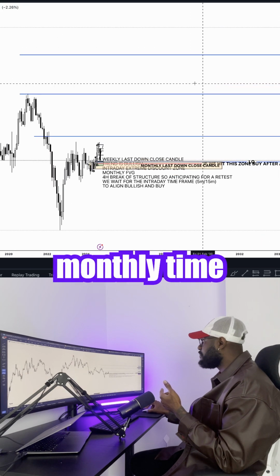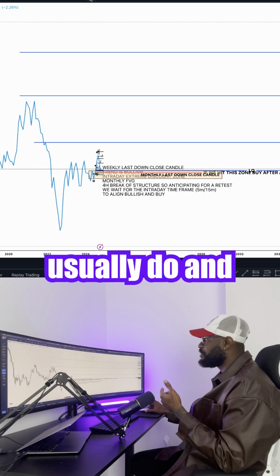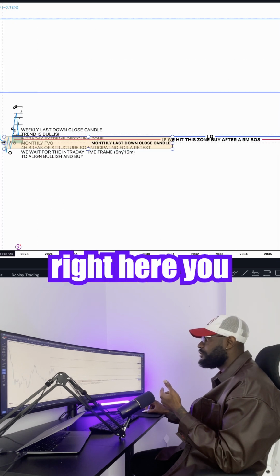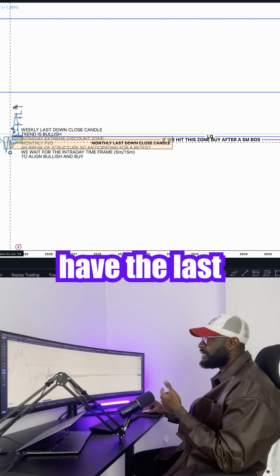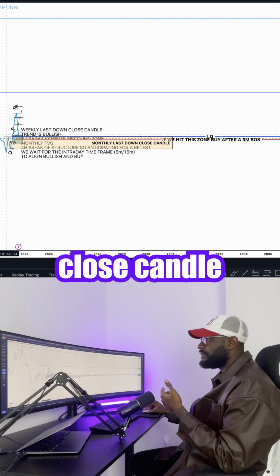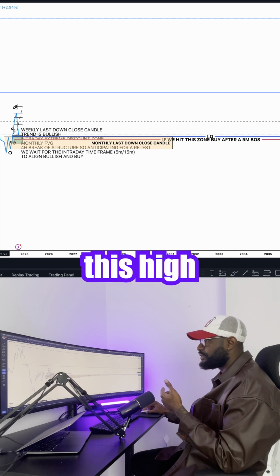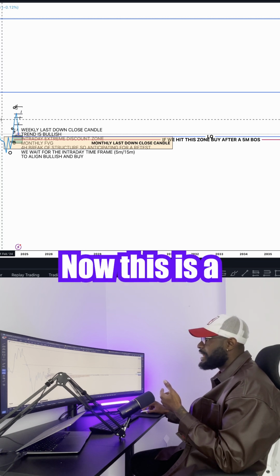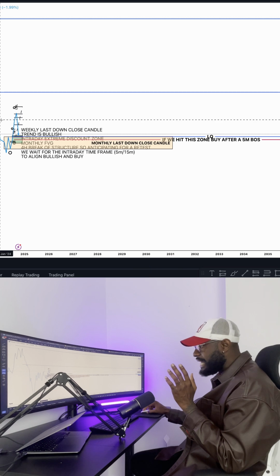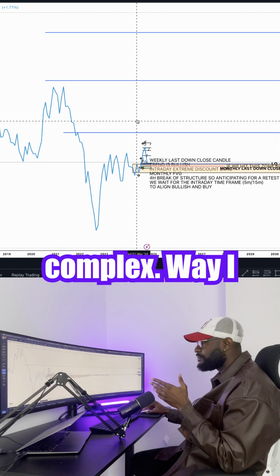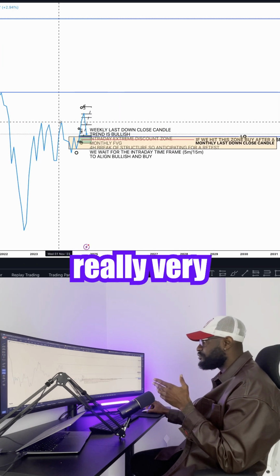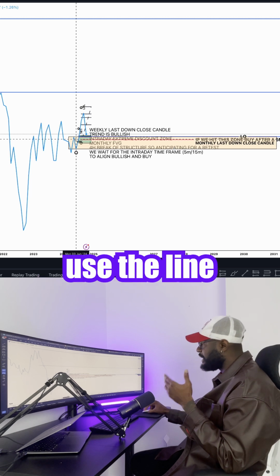If we look at this on the monthly time frame, which is something I usually do, right here you can see the last monthly down close candle. We have a last down close candle before an expansion that broke this high right here. This is a very advanced and complex way I look at the market, especially when I use the line chart.